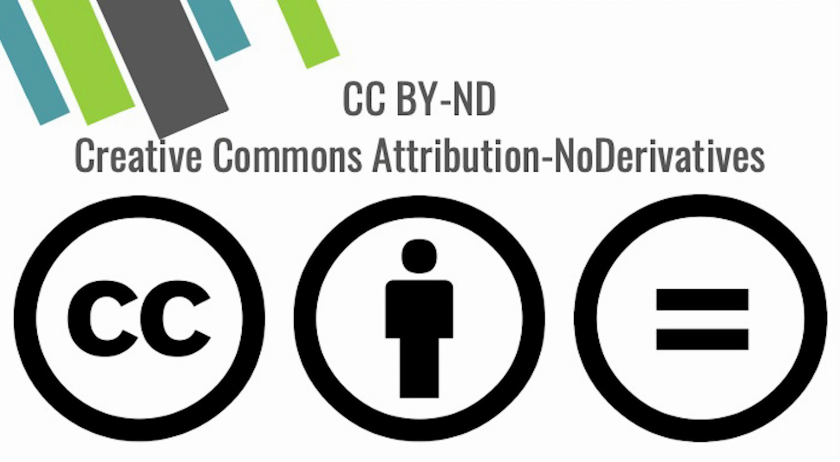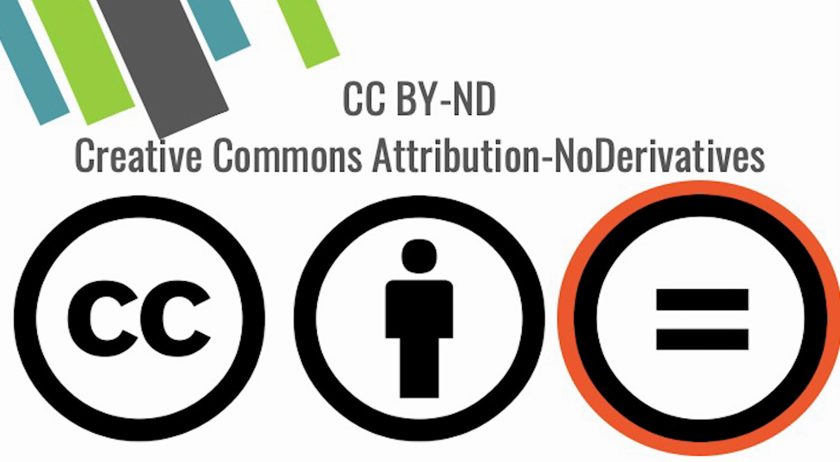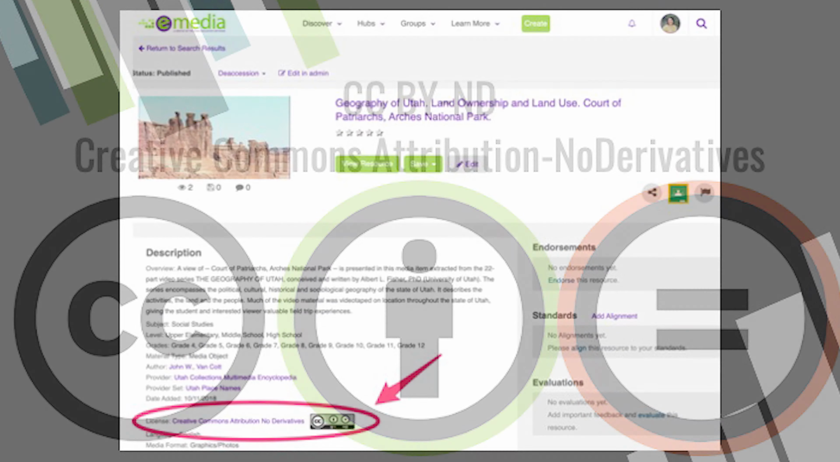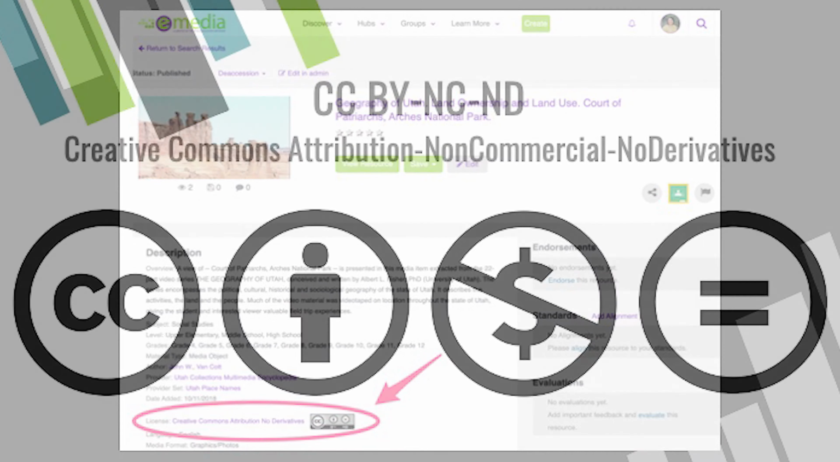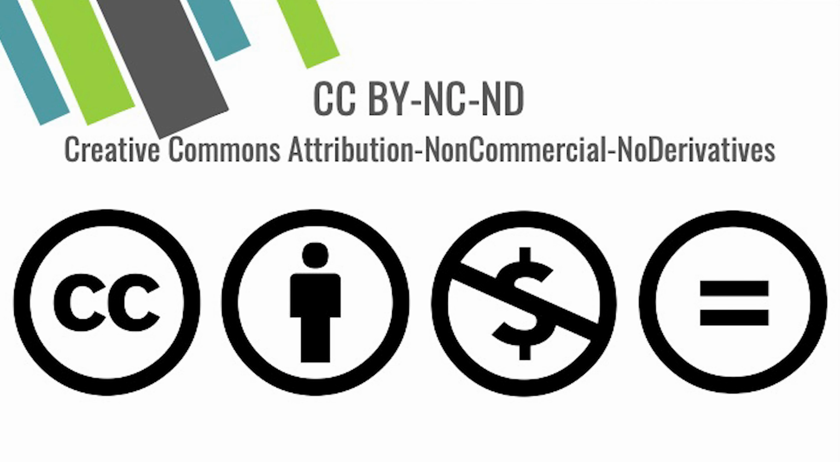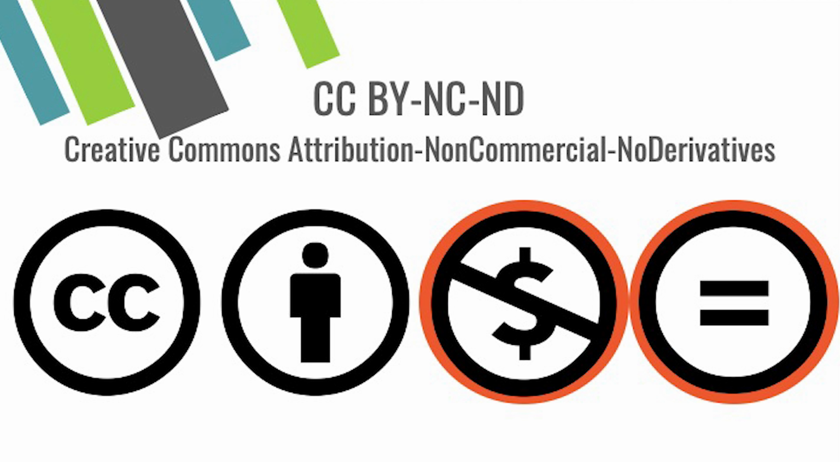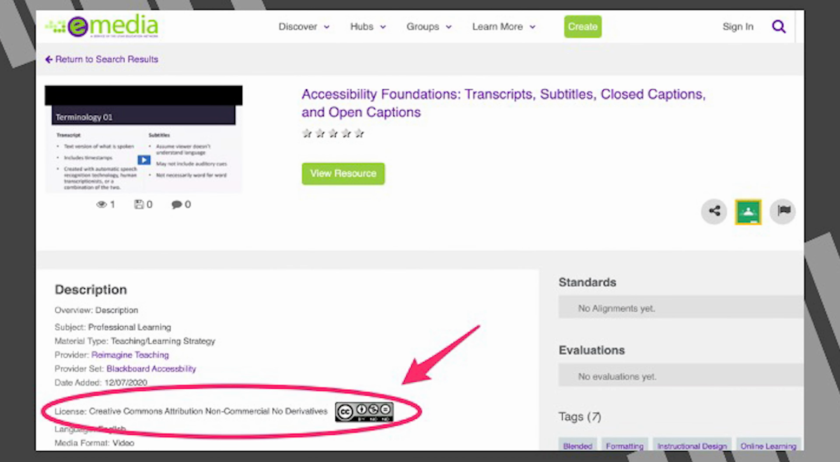The CC Attribution No Derivatives license allows you to copy and distribute the resources in unadapted form only, and only if attribution is given to the creator. This license does allow for commercial use. And finally, the CC Attribution Non-Commercial No Derivatives license is the most restrictive CC license. It allows you to copy and distribute the resource in unadapted form only and for non-commercial purposes only, as long as attribution is given to the creator.